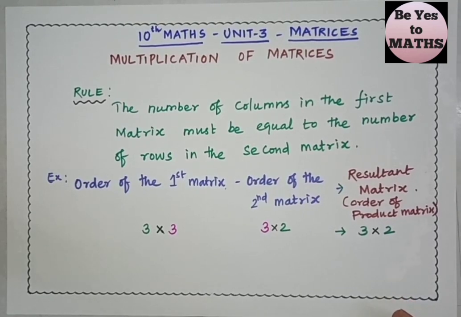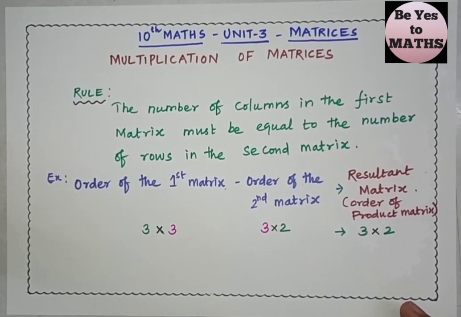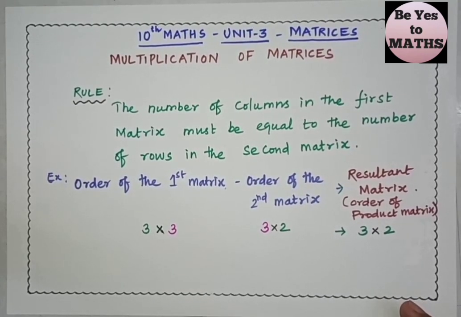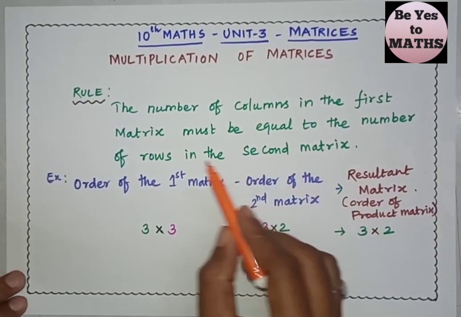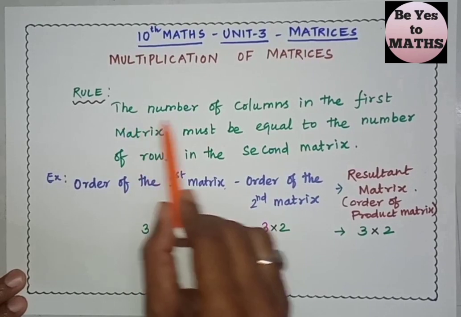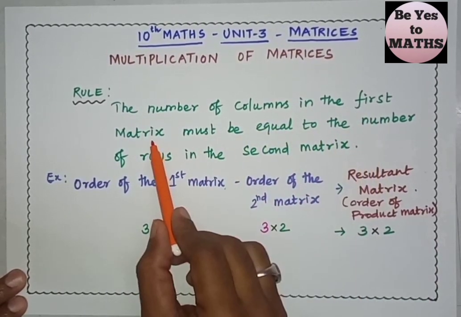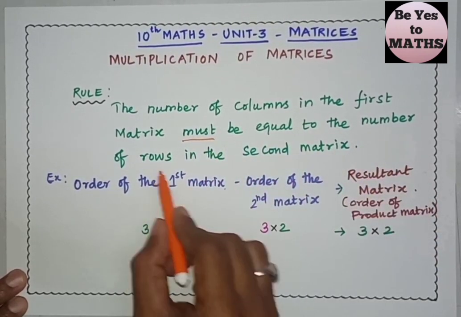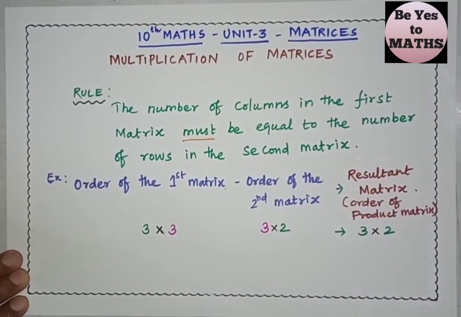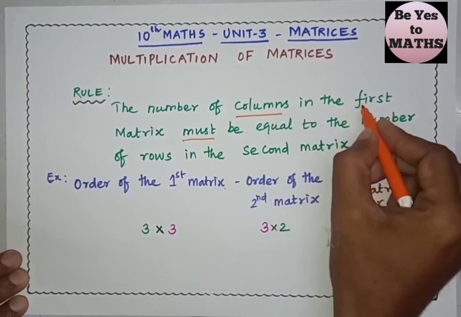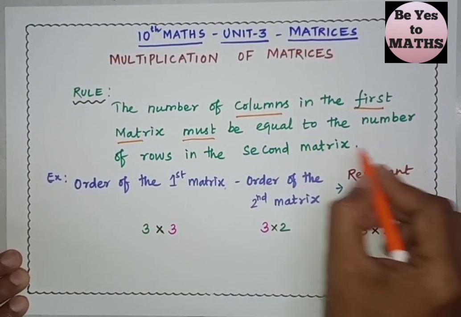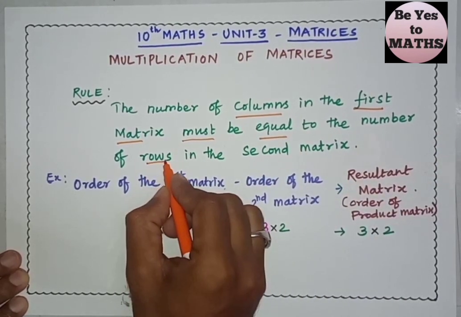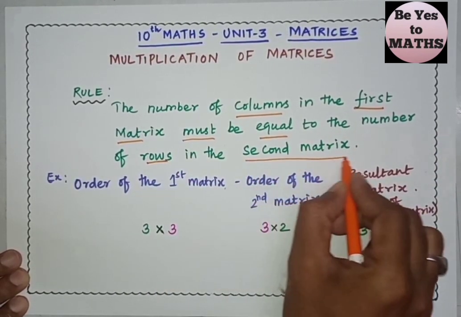In this video, we will learn how to find out the product of two matrices. Before finding out how two matrices are multiplied, we need to know the rule. Here is the rule: the number of columns in the first matrix must be equal to the number of rows in the second matrix.